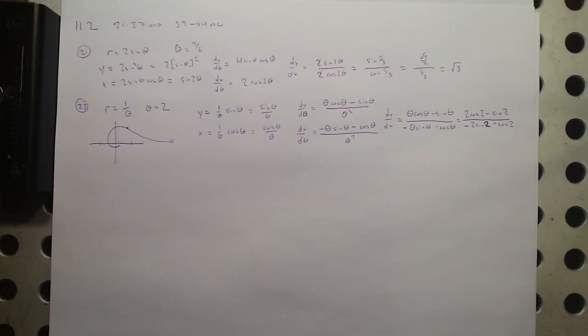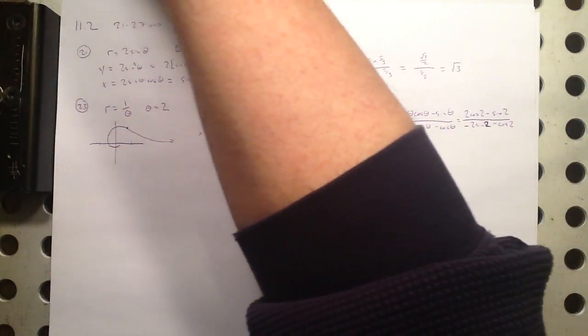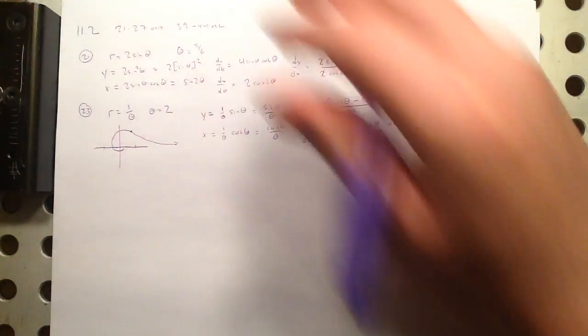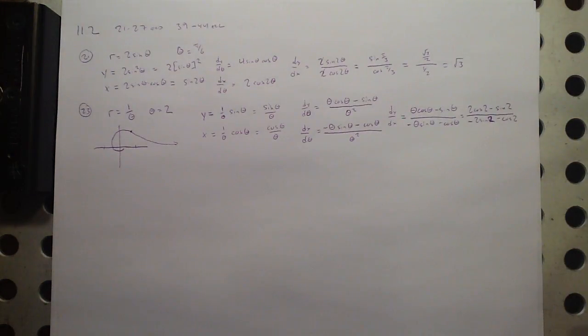So I wonder what they have. I have my book here. I'll just check real quick, see what they have in the back. 11.2. Well, I opened it to the right page. Let's see if I can find it now. That's number 23. Yeah, they did a little simplifying.